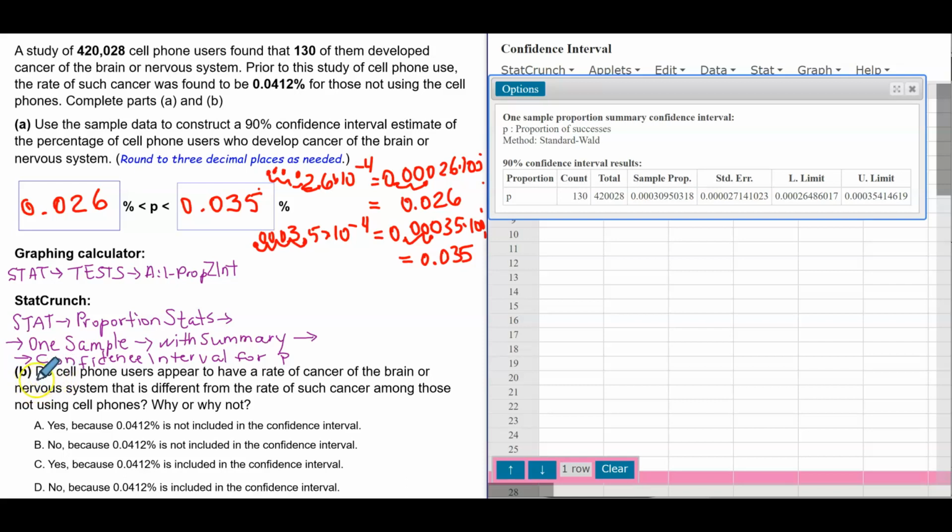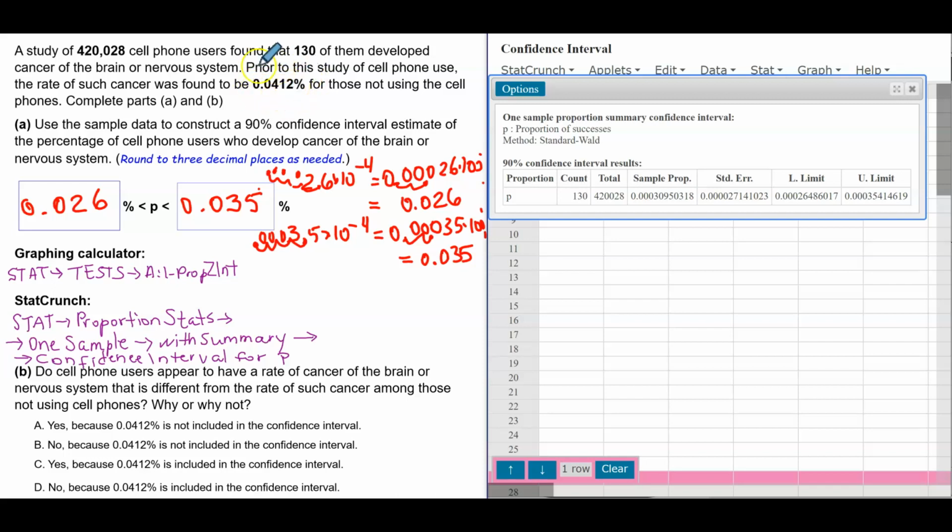Part B is asking, do cell phone users appear to have a rate of cancer of the brain or nervous system that is different from the rate of such cancer among those not using cell phones? Why or why not? And we have 4 choices. Now, before we get to these choices, let's look at our interval. The left limit is 0.026%, the right limit is 0.035%. In our question, we are given that prior to the study of the cell phone use, the rate of such cancer was found to be 0.0412%.